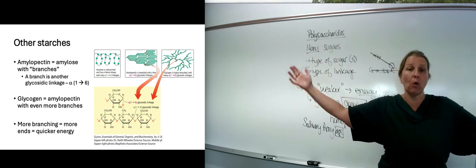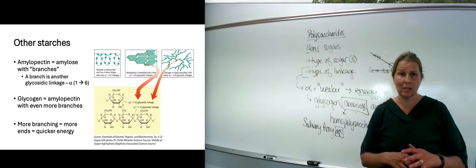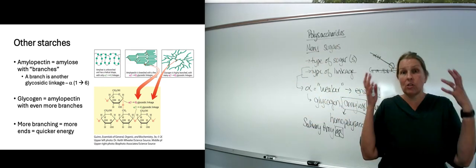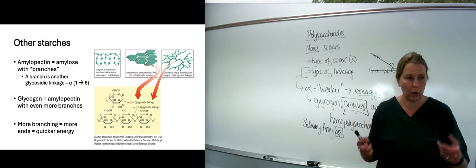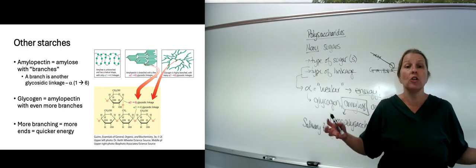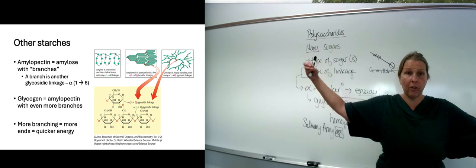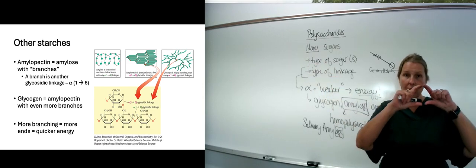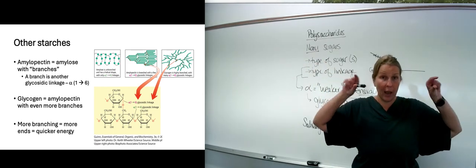It also gives it more ends for our enzymes to access, so that when you all of a sudden start exercising or start moving, when you don't have enough food and glucose in you, you can use glycogen, but you have to trim from the ends. Well, if you only have amylose, you literally have 2 ends, that's it.